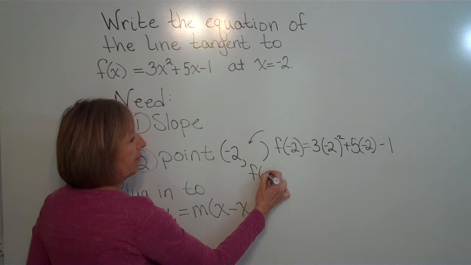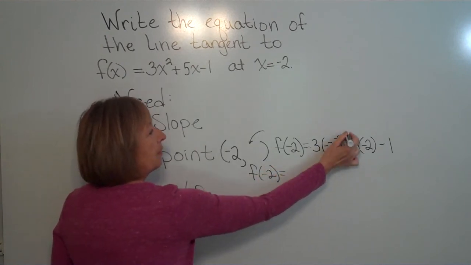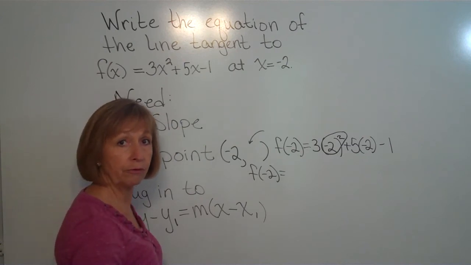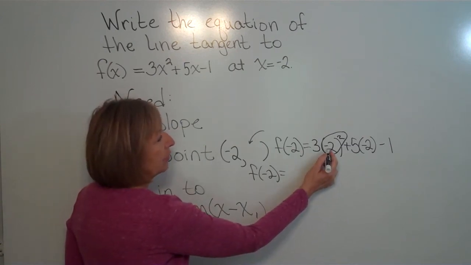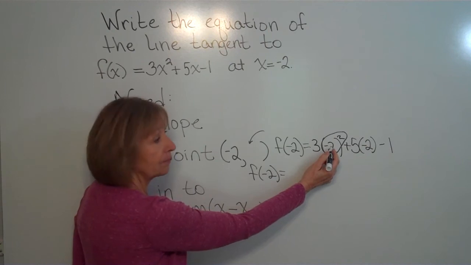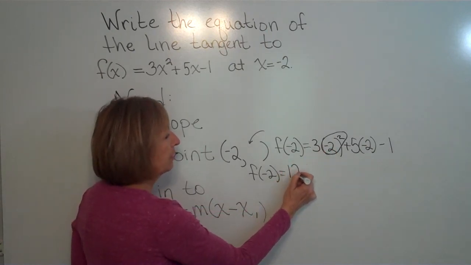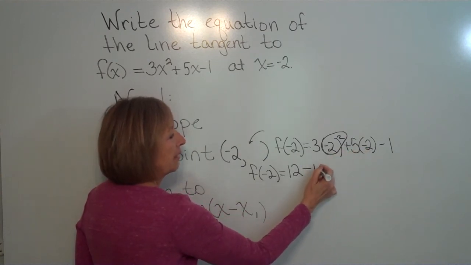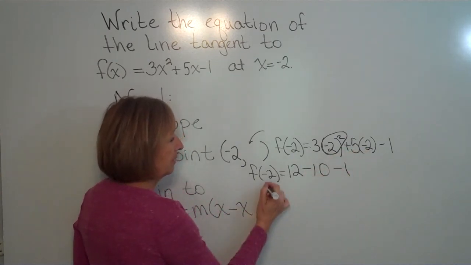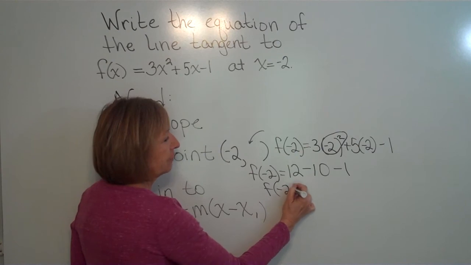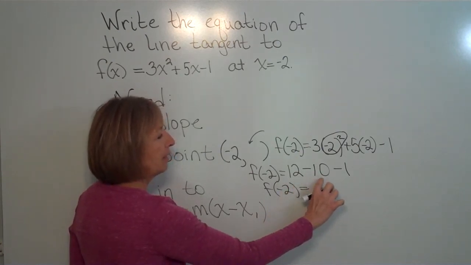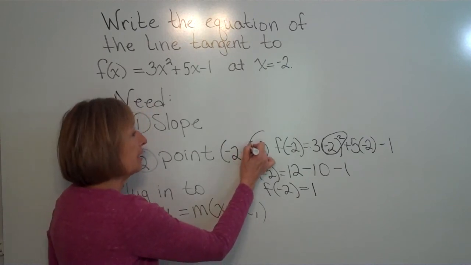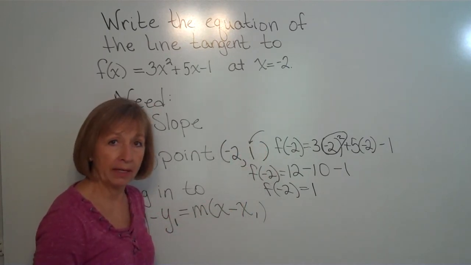So then my f of -2, remember to do order of operations, so you're going to square the -2 before you multiply it by 3. So -2 squared is 4. 4 times 3 is 12. So I have 12 minus, then positive 5 times negative 2 is minus 10, and then minus 1. So my f of negative 2 comes out to be 12 minus 10 is 2, minus 1 is 1. So that's the y coordinate of my point.